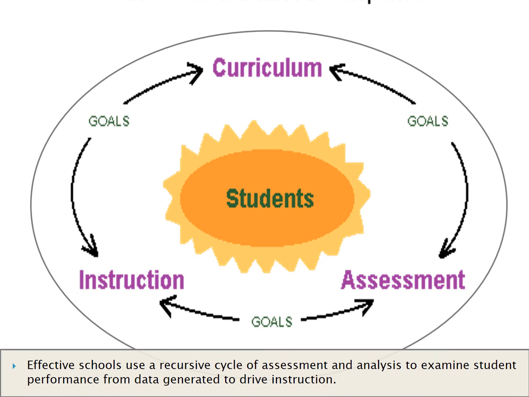Looking at the student achievement model now that we've talked about curriculum, instruction, and assessment, we know that effective classrooms and schools use a recursive cycle whenever we're working with students. We may create our instruction from the curriculum, from the TEKS, and then we'll assess. Then we may have to go back and reteach, look at the curriculum again, and then assess again. It's very recursive.